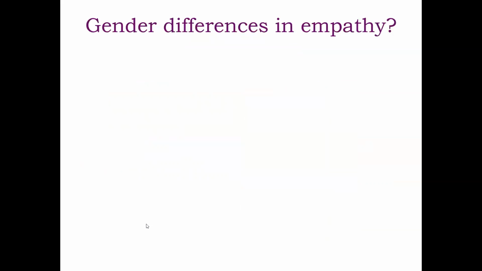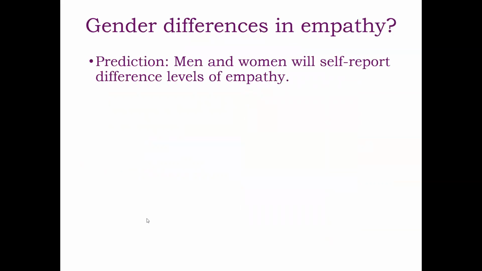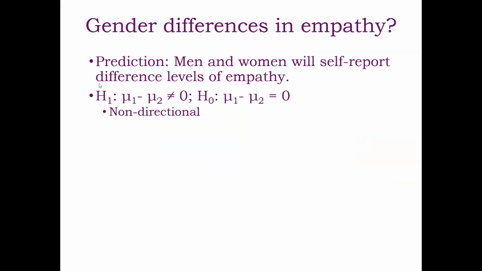All right, let's walk through one more example. So say we expect that men and women will have differences in empathy. So we can predict as researchers, our research hypothesis is that men and women will self-report different levels of empathy, right? Here are our statistical hypotheses. Because it says we'll self-report different levels, this means it's a non-directional test or two-tailed test. Our alternative hypothesis is that the difference between the means is not 0, so mu1 minus mu2 is not equal to 0. And our null hypothesis is that there is no difference, that mu1 minus mu2 is 0.